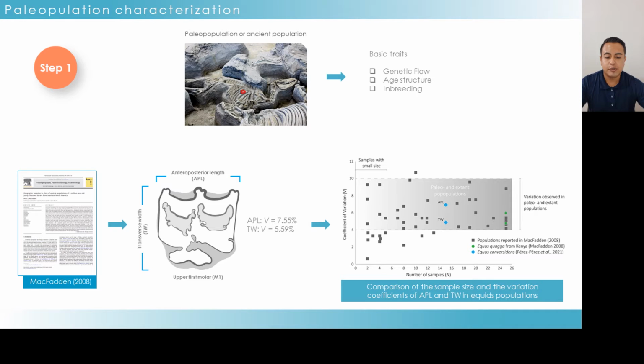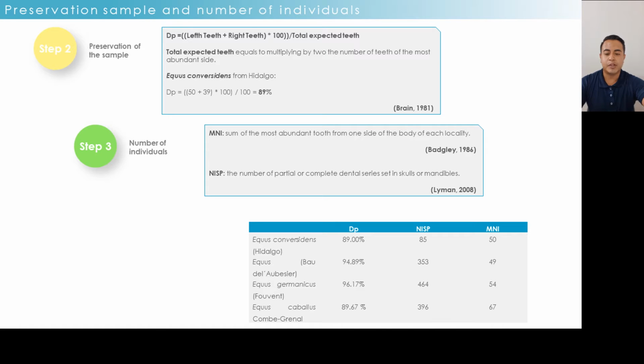The analysis shows that the coefficient of variation of morphometric dental characters such as anteroposterior length and transverse width is 7.55% and 5.59% respectively. These values fall between 4% and 10%, the interval of variation observed in paleo and extant populations of equids. We evaluate the percent of differential preservation using the equation of Brain 1981.